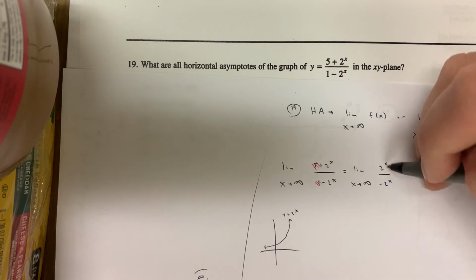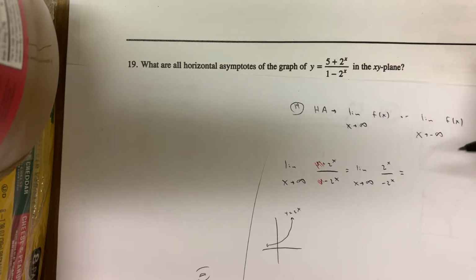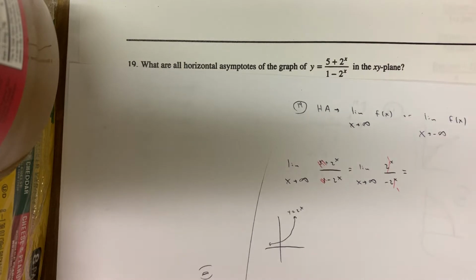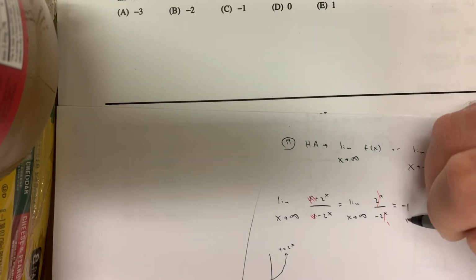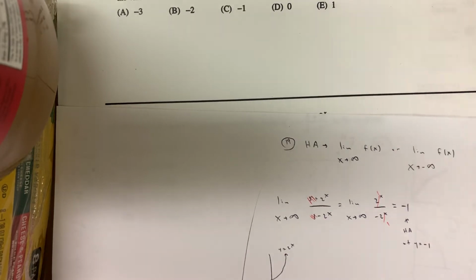Now you could say the degrees are tied. We divide, there's a 1 in front of this 2 to the x, and negative 1 in front of this. 1 divided by negative 1 is going to be negative 1. Or you could just cancel 2 to the x with 2 to the x. You get 1 divided by negative 1, which is negative 1 that way. So that's a horizontal asymptote at y equals negative 1.